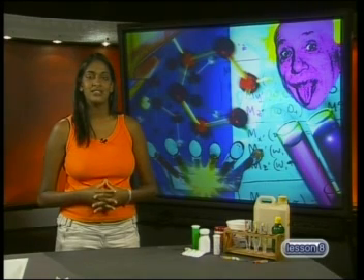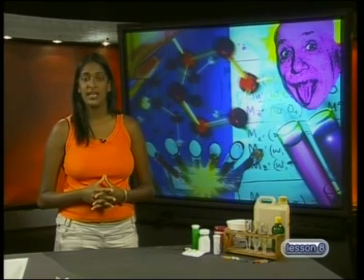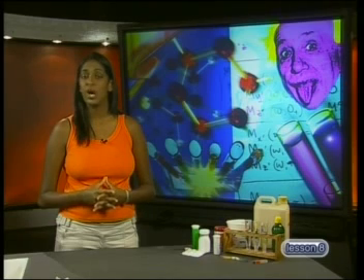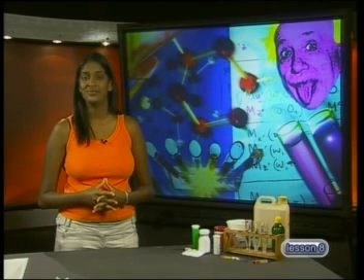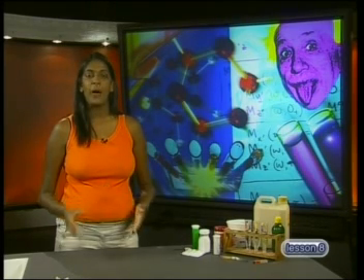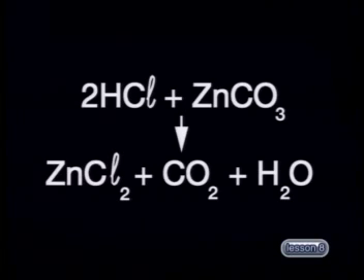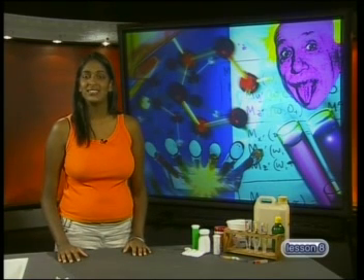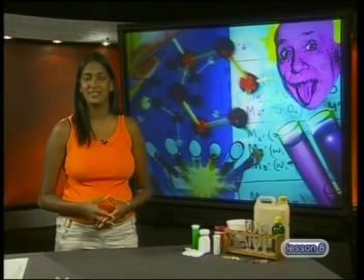And for the second method, an acid plus a carbonate react to form salt plus carbon dioxide plus water. We use HCl and zinc carbonate. Our balanced chemical equation is 2HCl plus ZnCO3 react to form ZnCl2 plus CO2 plus H2O. We can prepare zinc sulfate using the same 2 methods.